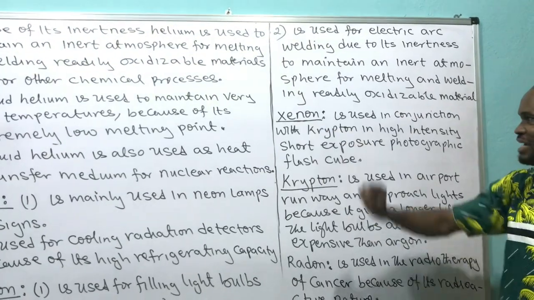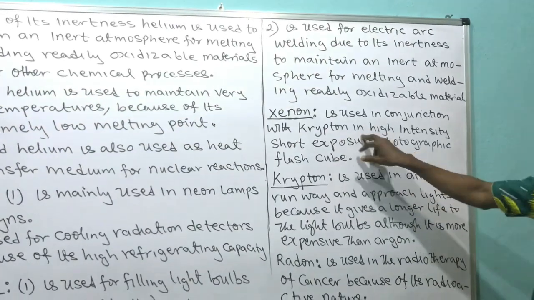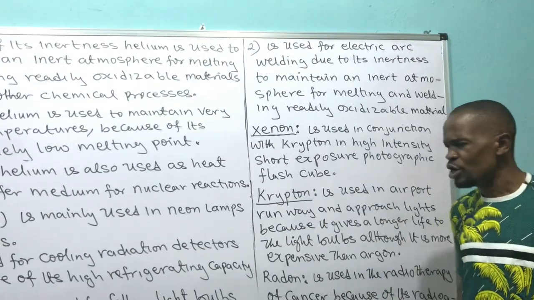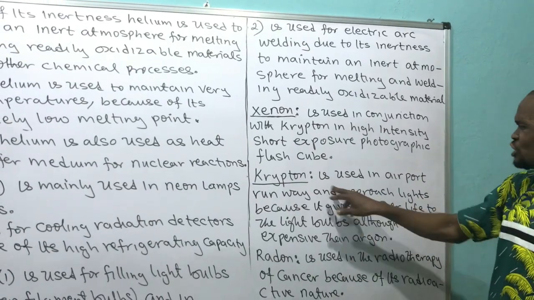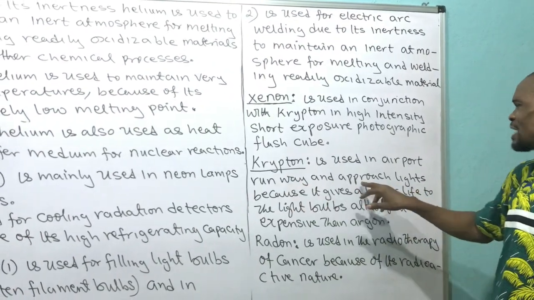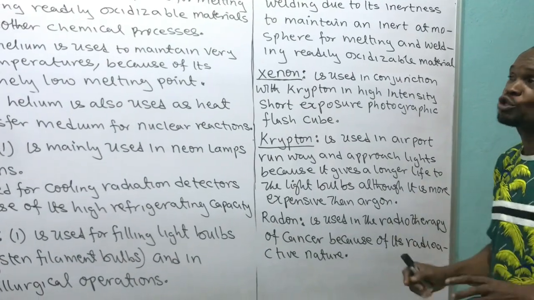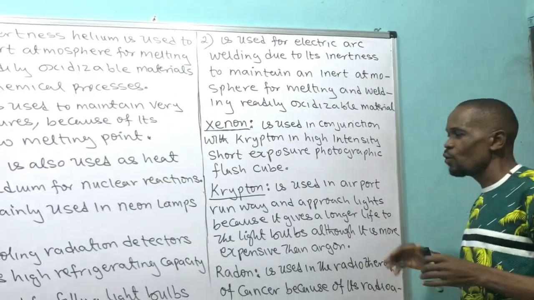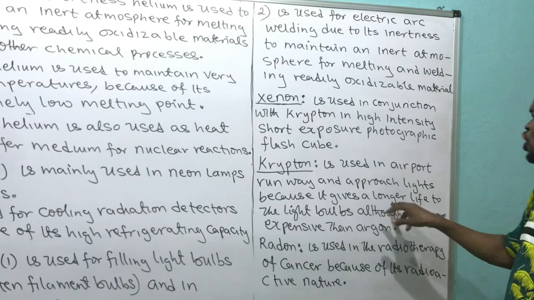We come to xenon. Xenon is used in conjunction with krypton in high intensity short explosive photographic flash tube. Photographic flash tube, we use xenon here. Then we have krypton. Krypton is used in airport runway and approach light. You know that in an airport, we have a light that we use to indicate to the plane when it's landing and when it's going up. So that light is filled up with krypton, because it gives a longer life to the light bulb.